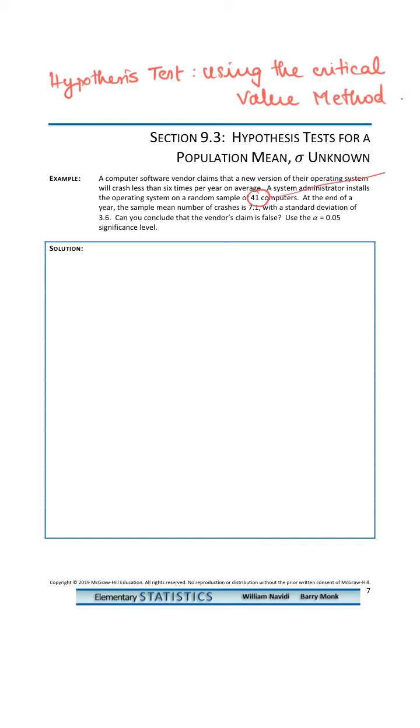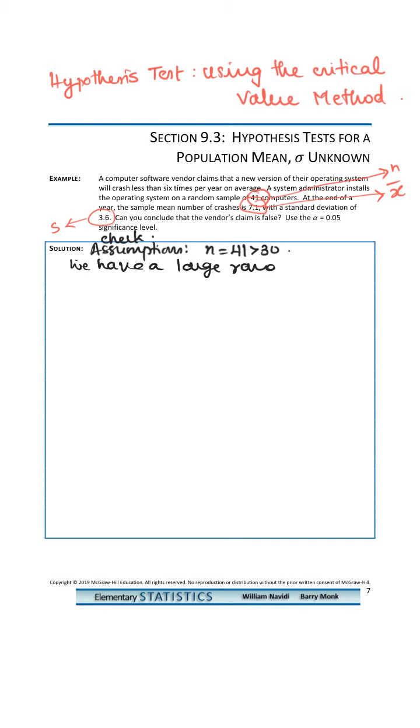So 41 computers, that is n. This is the standard deviation, so that is s. And 7.1, that is the mean. So first check the assumptions. So here n is actually 41, which is greater than 30. So we have a large random sample.